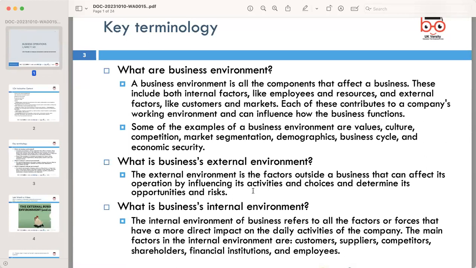Any question, if anyone is there, about the business external environment?